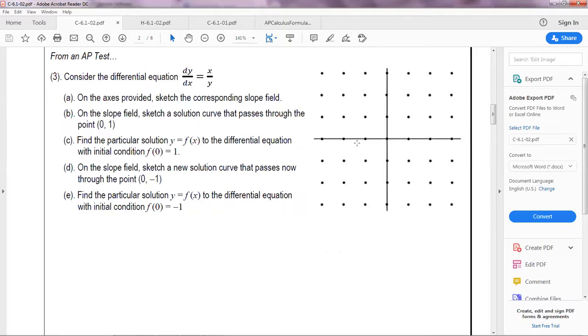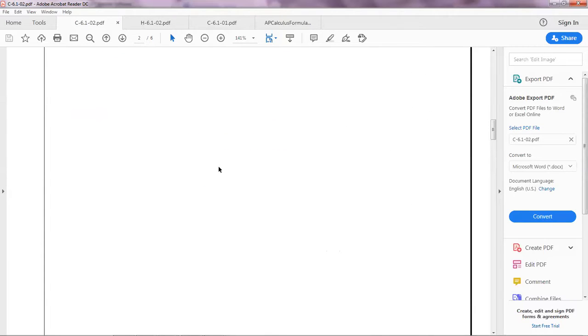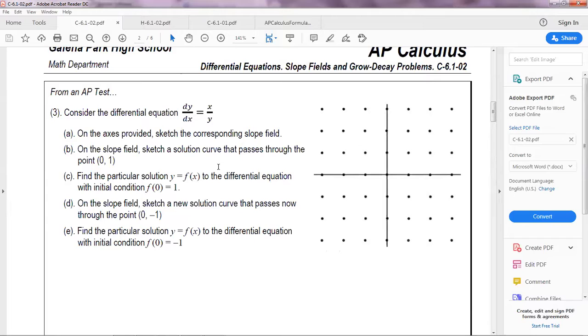Okay. This problem is from an AP test, correct? It's a differential equations problem. Let's see how much of this we can do now, correct? So this is by hand.